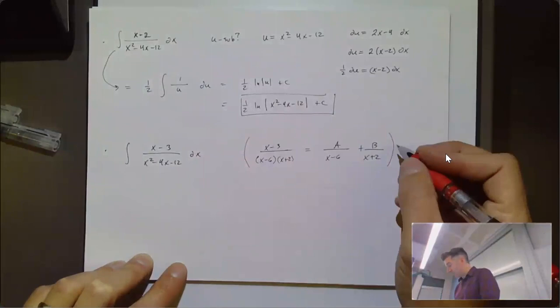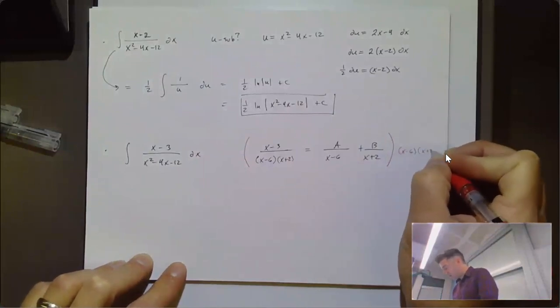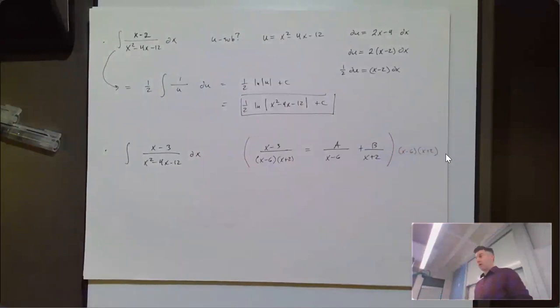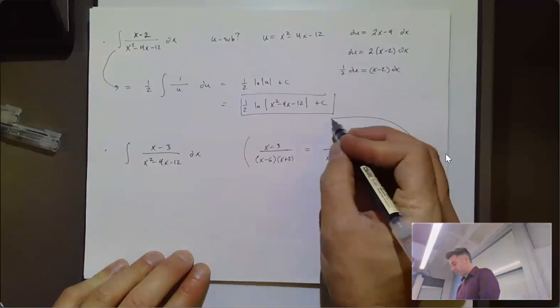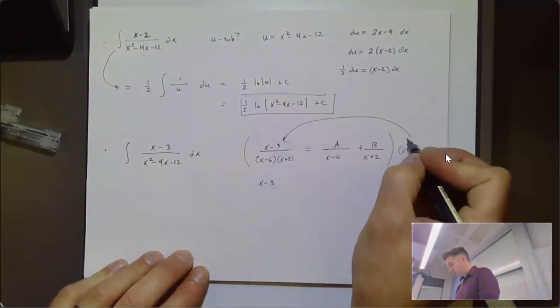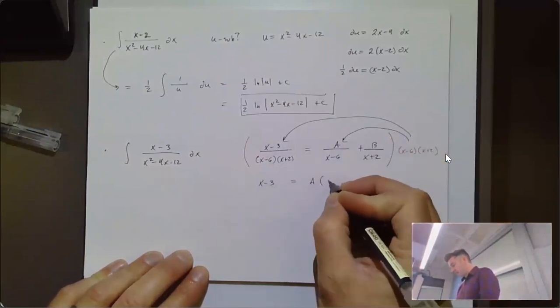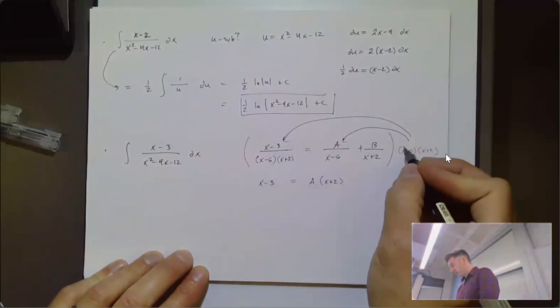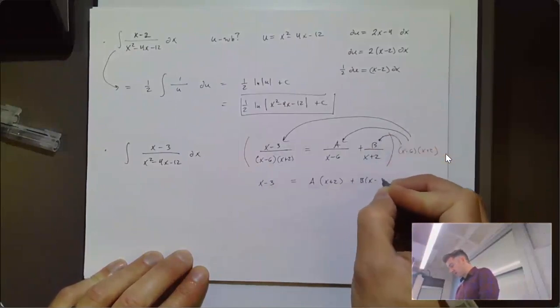The next step is just to multiply both sides by your common denominator. The whole point of doing this is so that you end up with no more denominators. And when you multiply (x minus 6) times (x plus 2) by the first thing over here, you're just going to get x minus 3. When you multiply it by this piece here, the (x minus 6)'s cancel, and you get A times (x plus 2). When you multiply it here, the (x plus 2)'s cancel, and you get B times (x minus 6).